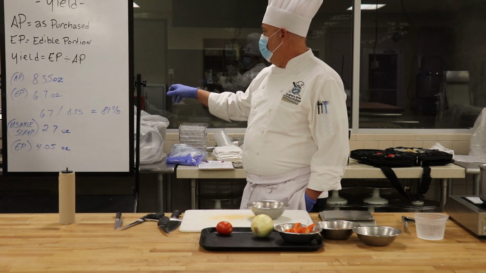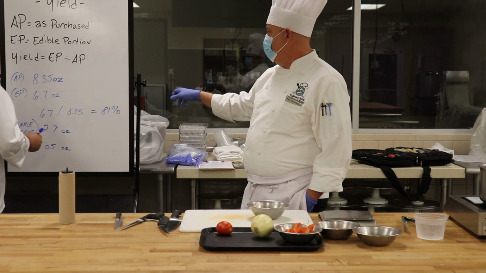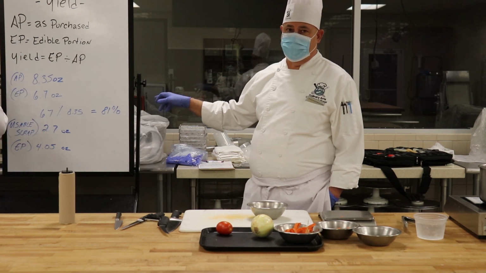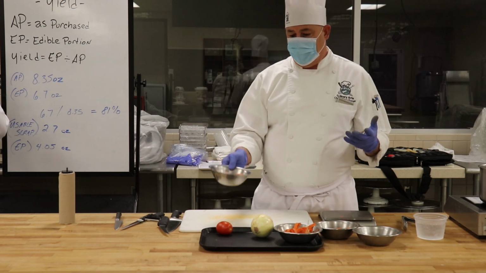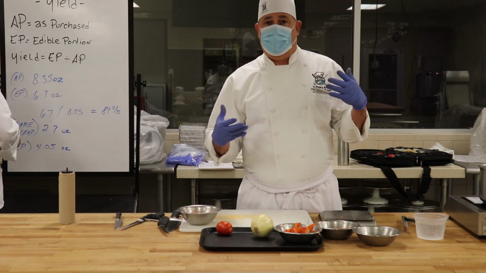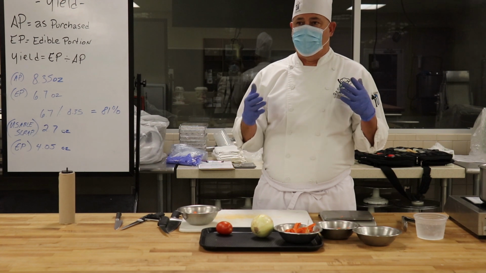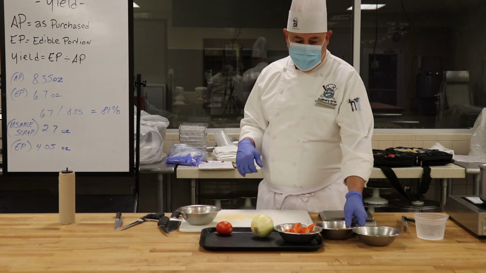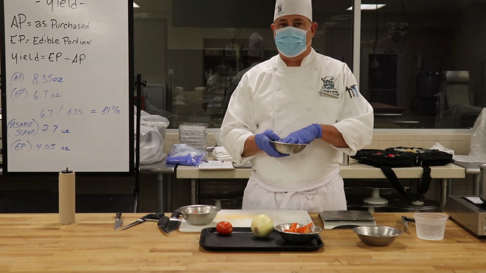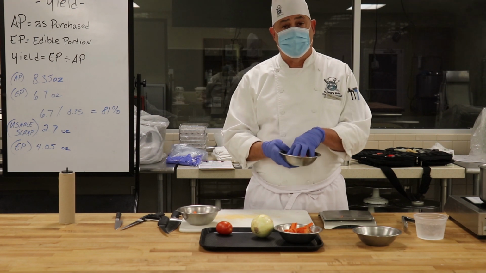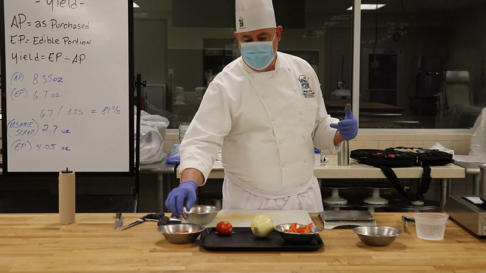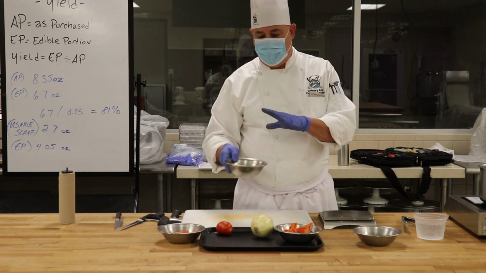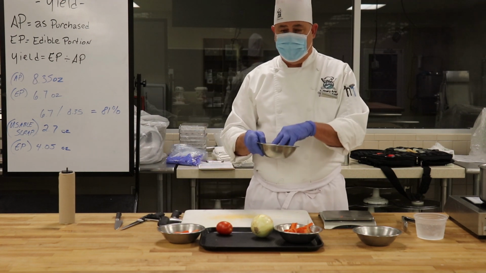Okay, so our yield on this is 81%. That is a pretty decent yield. It could be better, but it depends on what the fabrication is that you're doing. Now, we can also take a yield on the edible scrap or the usable scrap, but for the purposes of the demonstration, that yield is going to be much lower because we have the edible portion, which is the desired portion.